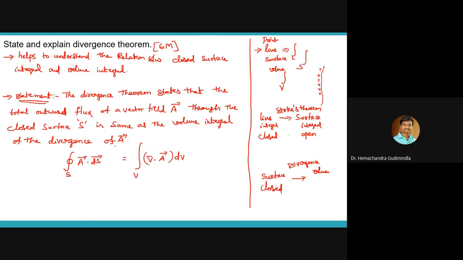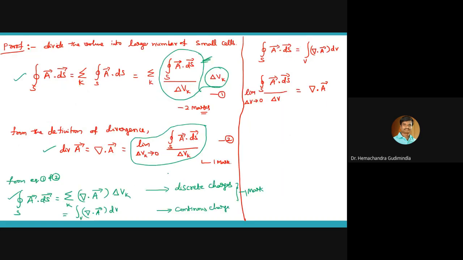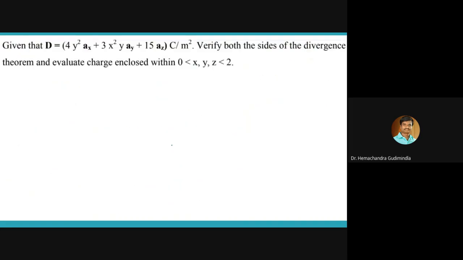Whenever, and for the statement you will get 1 mark. So total 6 marks easily you can get from the divergence theorem. Now we will solve this given numerical based on the divergence theorem. Please take your pen and paper and write along with me, then it will be easy for you.